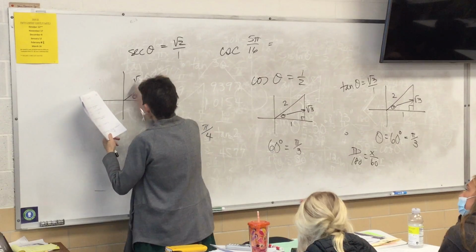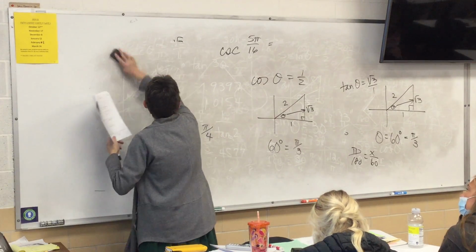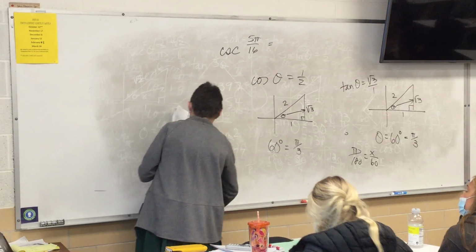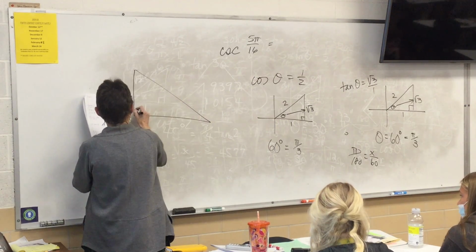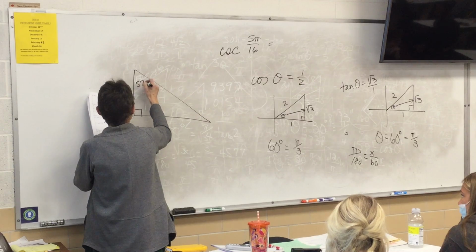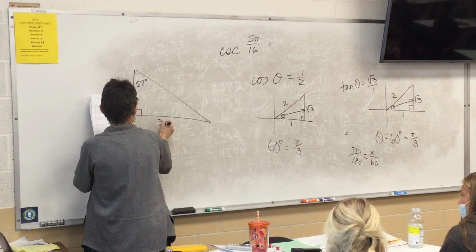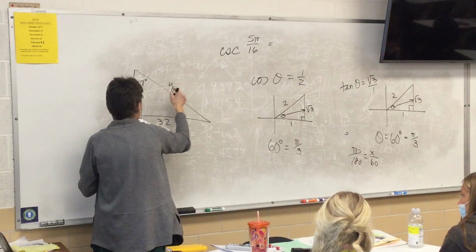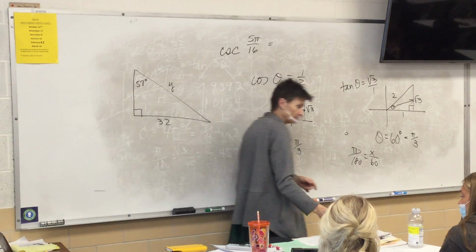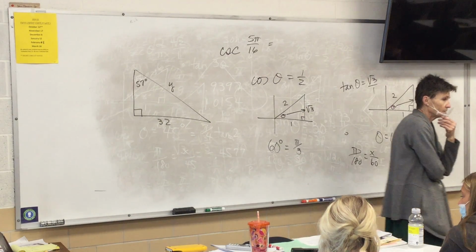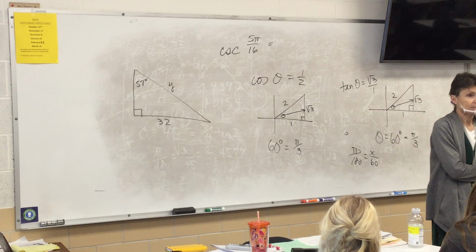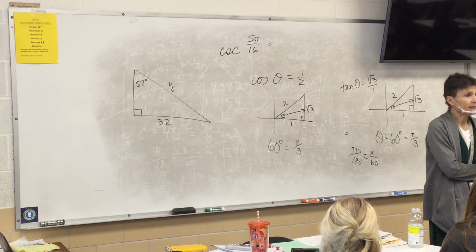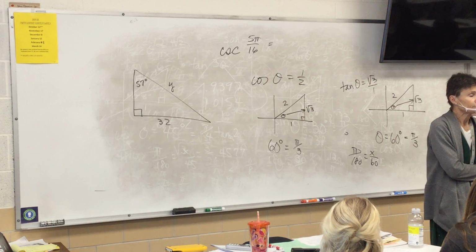Number 6, solve for the variable shown. Right, what does that mean? Let's look at this. This is a different sort of setup here. This is 57 degrees. This is 32, and this is y. I have to figure out what y is. I'll give you a hint. You're going to use sine, cosine, or tangent.